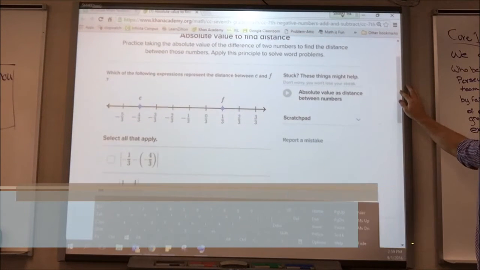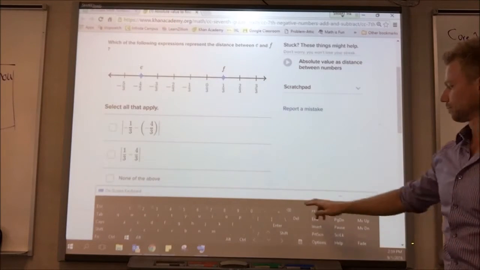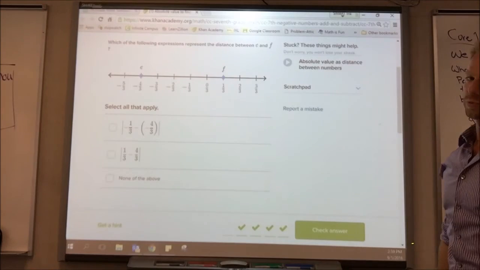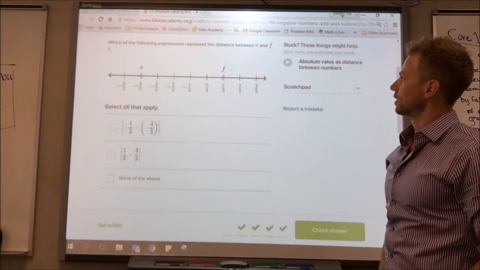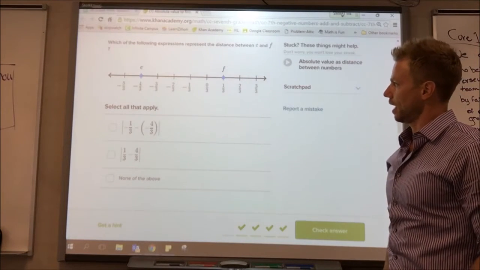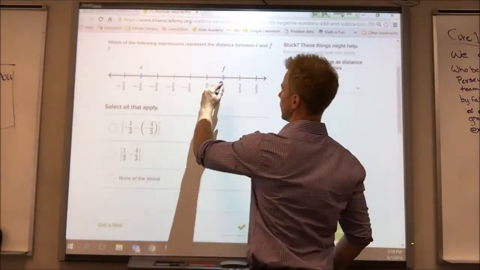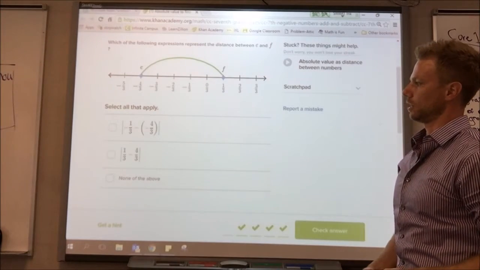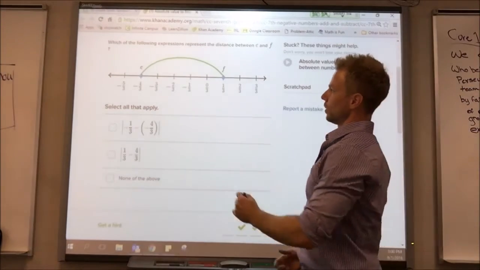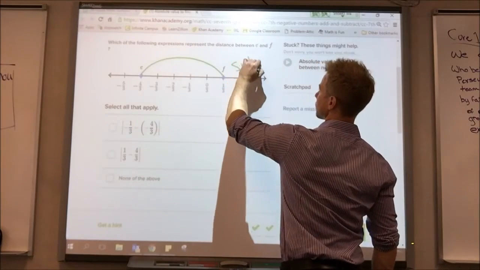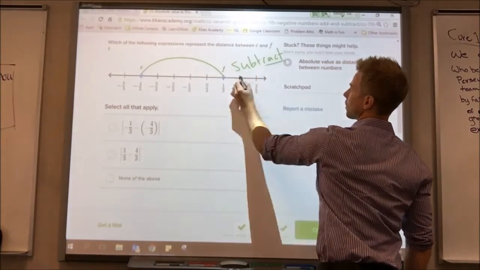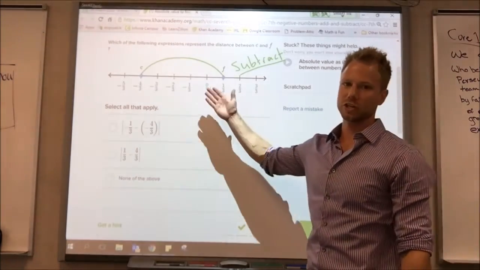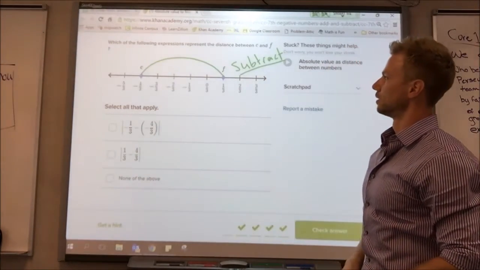Okay, we have absolute value to find distance. It says, which of the following expressions represent the distance between E and F? Okay, so we're trying to find the distance between E and F. All right, whenever we find distance, we need to subtract. Okay, we're going to subtract. We have to make sure our signs are in the right place, okay?